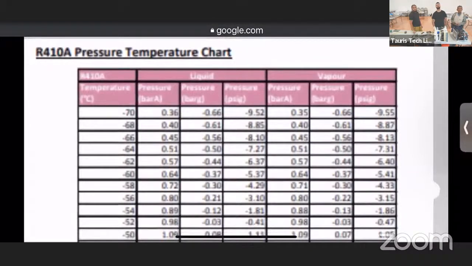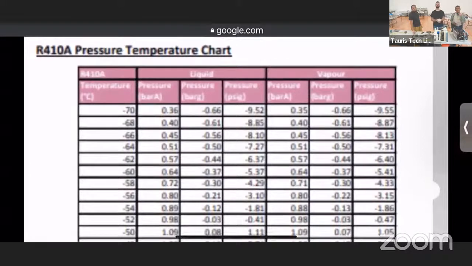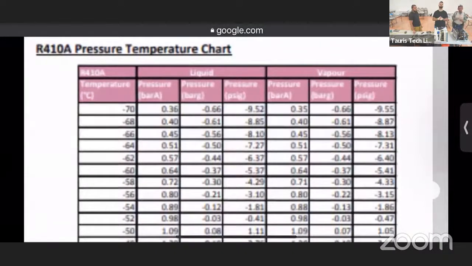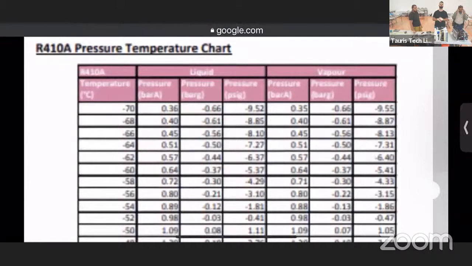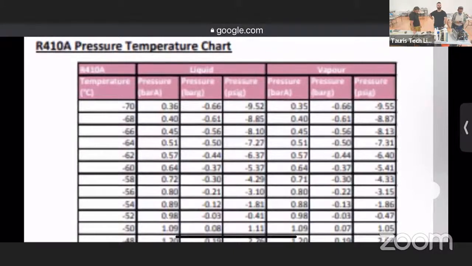What that's indicating is that there are different pressures depending on if the refrigerant is in the liquid state or the vapor state. Now, on some charts, you'll see dew point and bubble point. Dew point indicates the temperature it condenses at. Bubble point is the temperature it boils at.